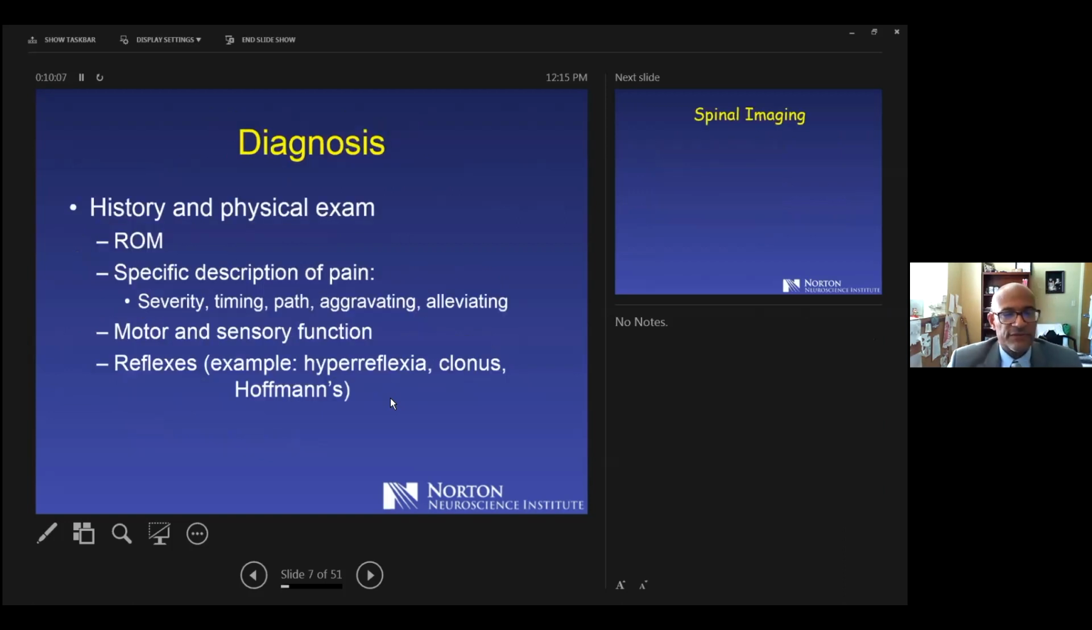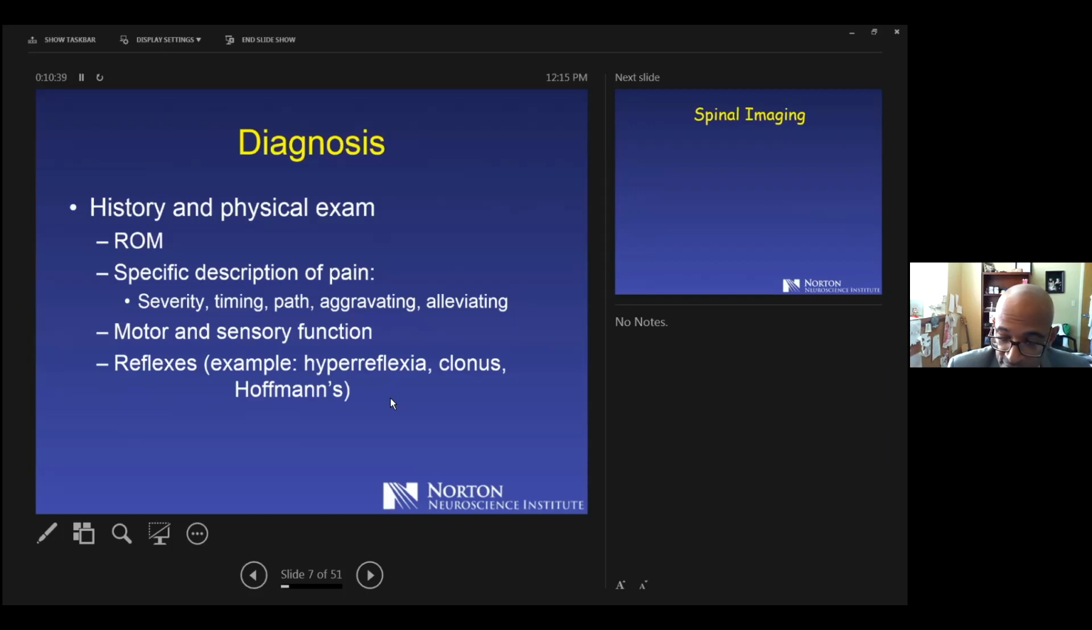So with the history and physical, we like to look at range of motion, seeing what causes the pain, leaning to the right, leaning to the left, flexibility, and specific descriptions of the pain. The pattern of the pain is very important. What part of the leg is it going down? What part of the leg do you have weakness with? The timing of the pain: is it in the morning? Is it nighttime? Is it just on the bottom of your foot when you first wake up in the morning, which can fool you for plantar fasciitis or other issues? What helps it? What makes it worse?